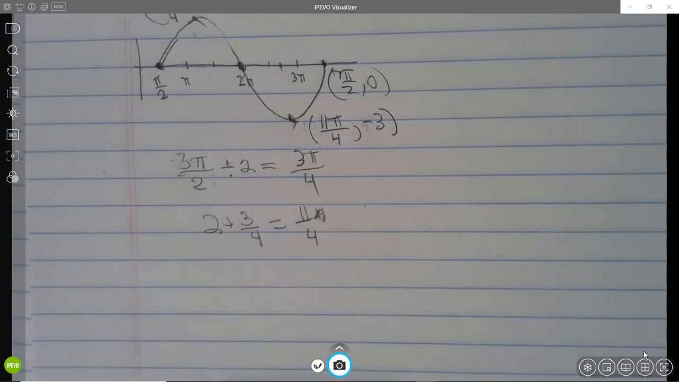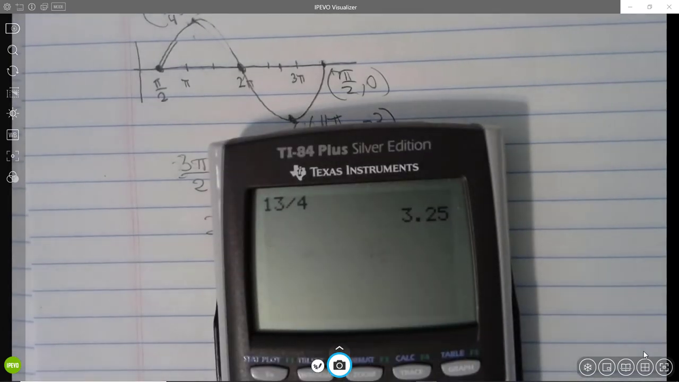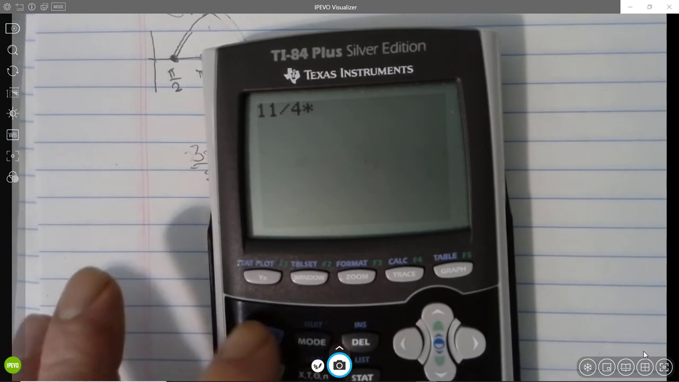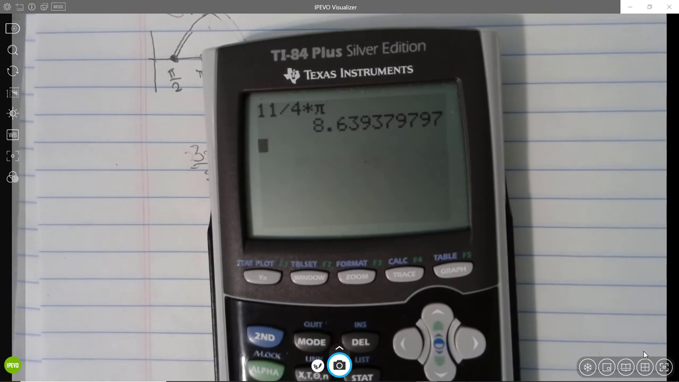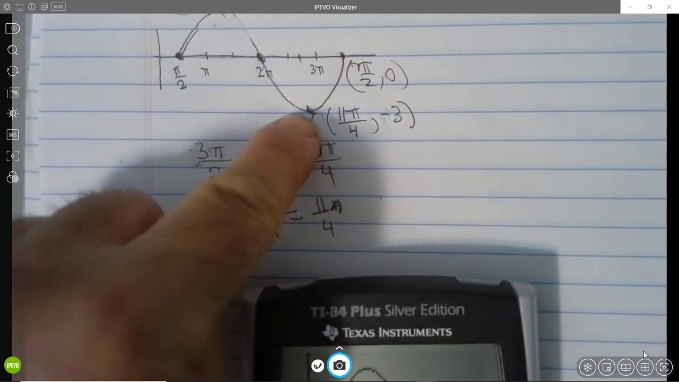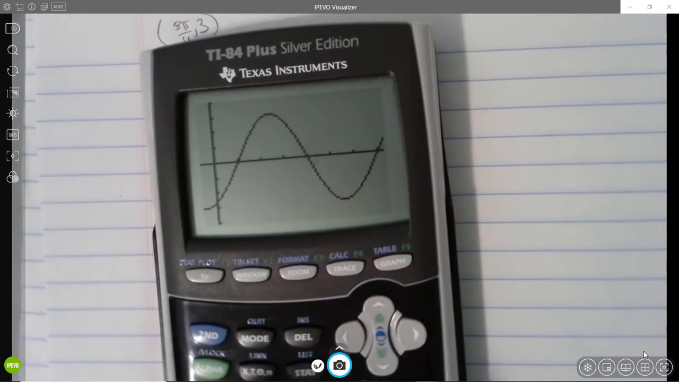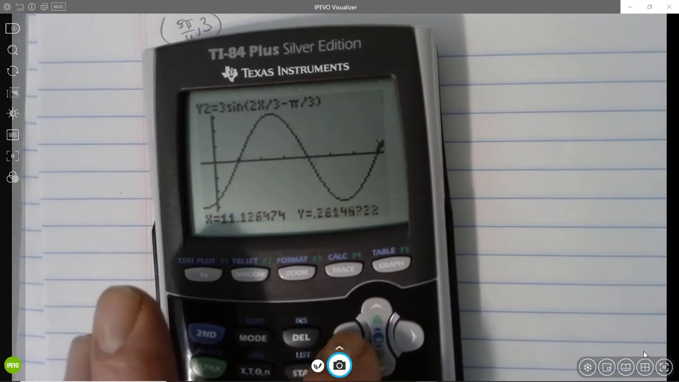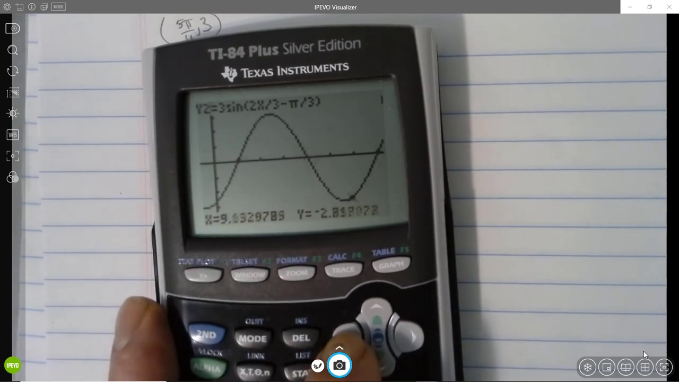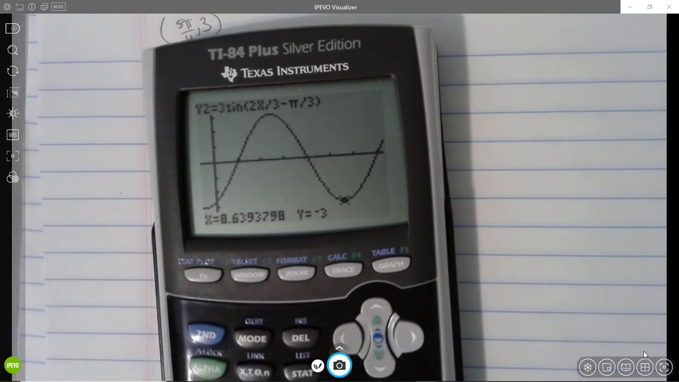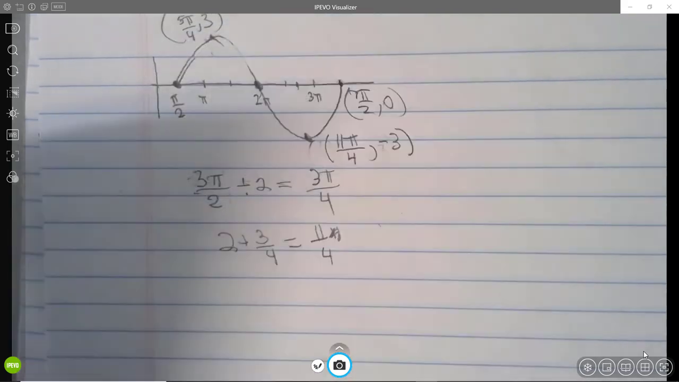Now, keep in mind, you can always test to see if things are working. If I have 11 divided by 4 times pi, I'm expecting about 8.64, 8.639. So let's go back to our graph, and we're computing the coordinates of that minimum. If I trace it, .639 is not a bad guess, and minus 3, so yeah, seems to work.